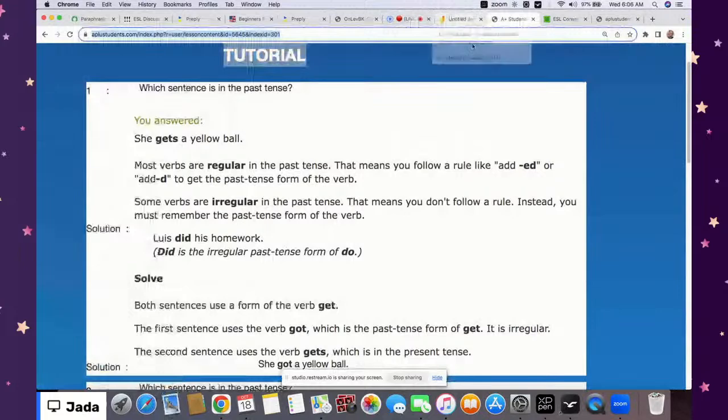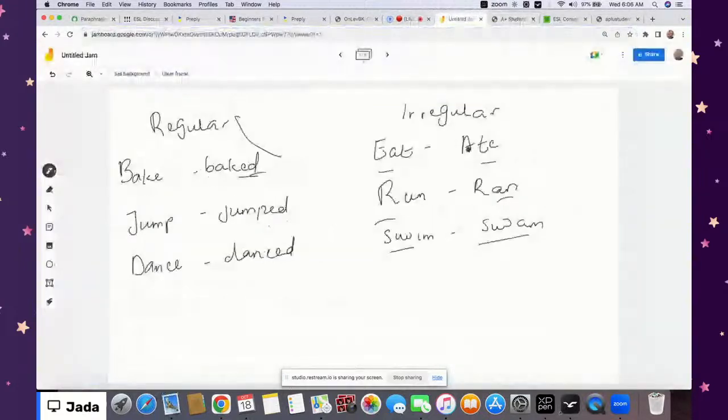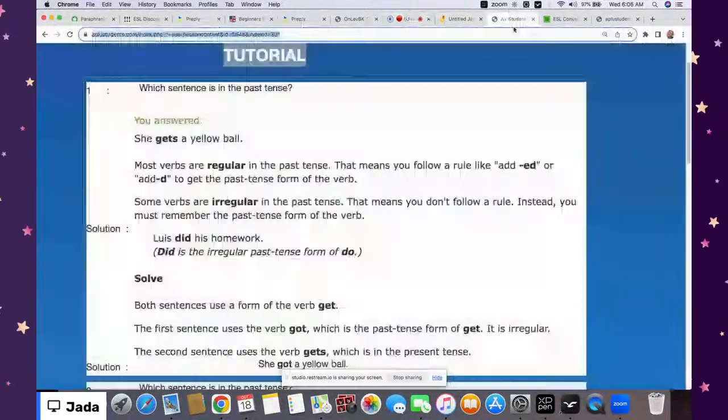Just like this now, we don't follow a rule. We cannot say eated. No, it's wrong. But rather we say ate. We cannot say run, we say ran. Swim, swam. We cannot say swimmed with ed. So that's irregular. The irregulars do not follow the rules, so you have to be the one that remembers them.